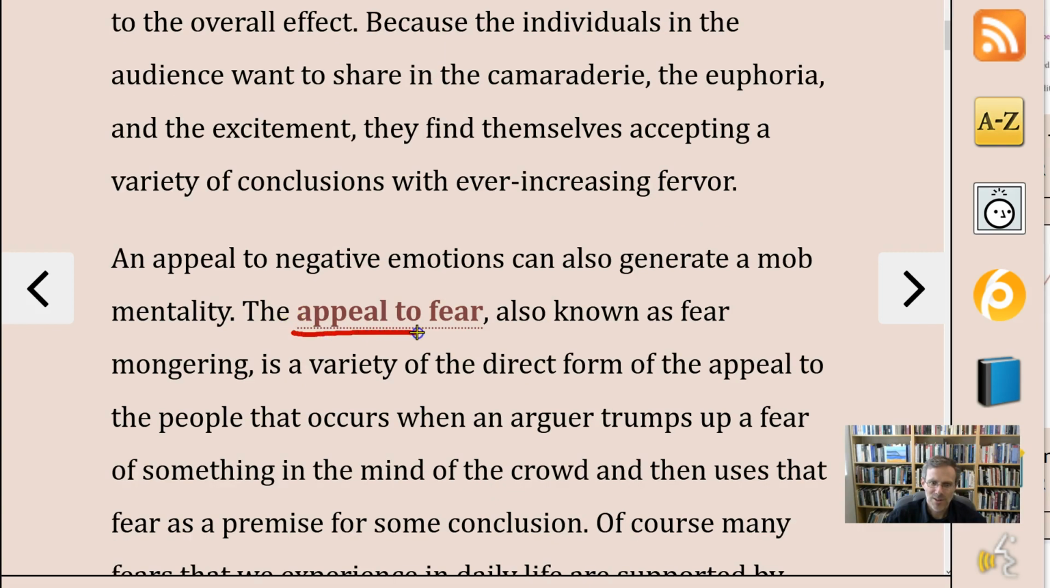Keep in mind that for Hurley, the appeal to fear is largely one of these ad populum arguments, so when you're looking to identify it in the homework, you want to look for these situations where the appeal to fear is made on a broad scale instead of just between two individuals.